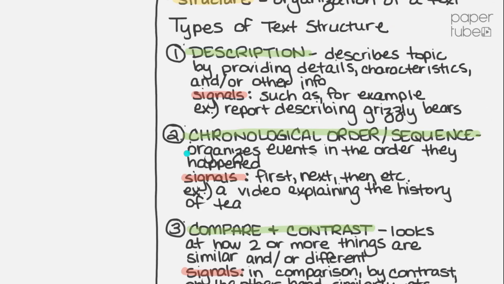right? Because it was giving us the events in history as they happened, but there was also elements of description there where it was describing different things about tea and its history. So those two, description and chronological order, worked together in that video.